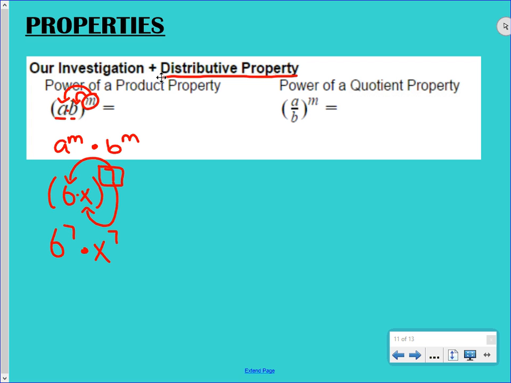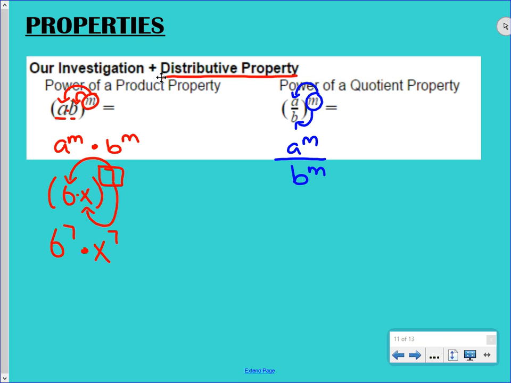Power of a quotient property, we're taking a quotient and raising it to a power. So that means we can distribute our power to the two bases. So that would be a to the m power over b to the m power.